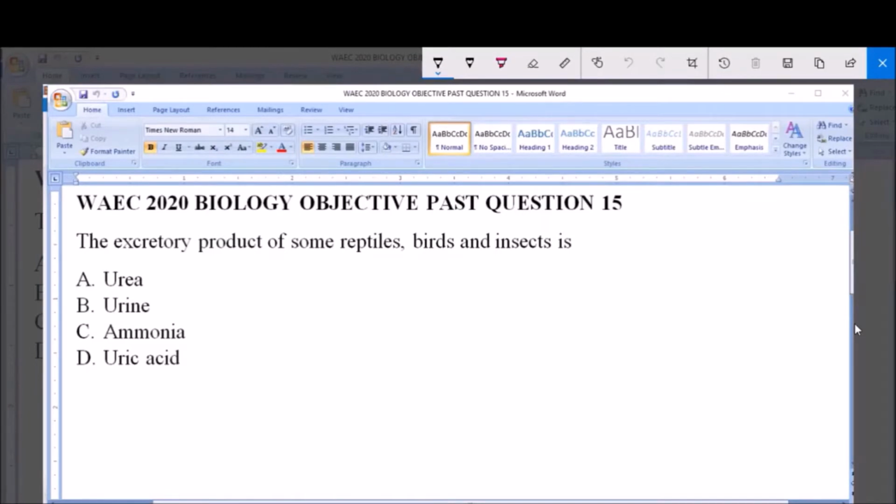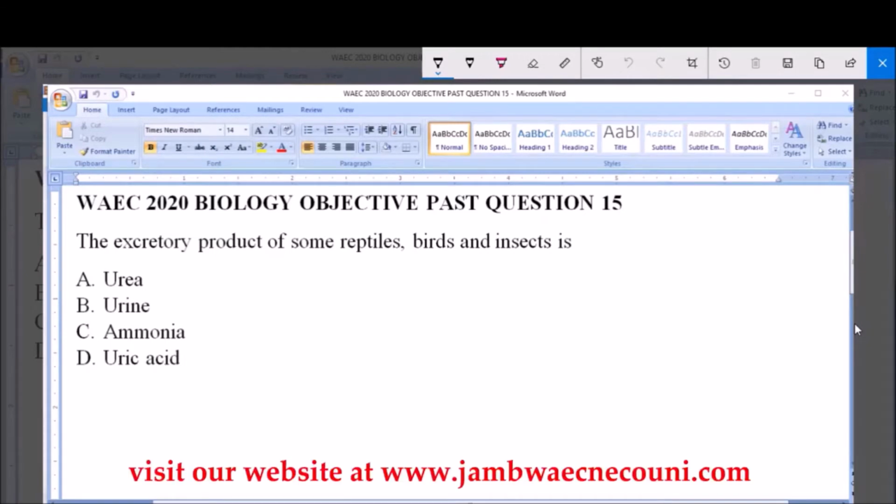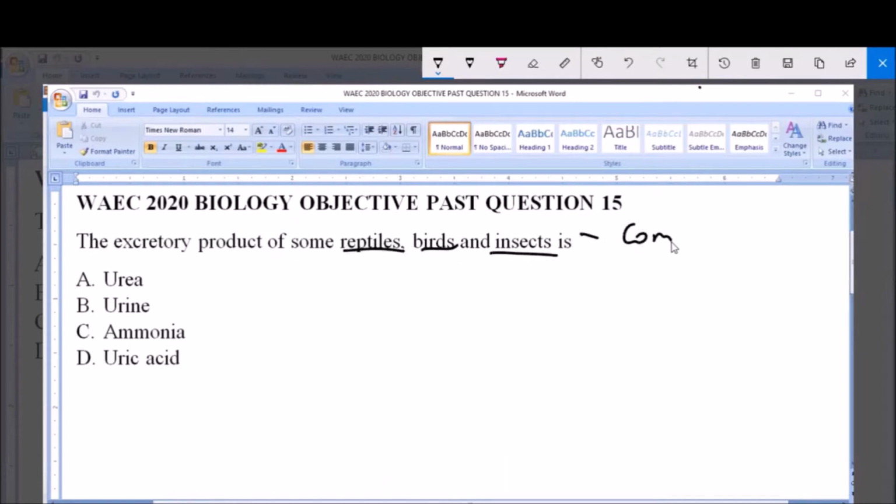The excretory product of some reptiles, birds, and insects is A. Urea, B. Urine, C. Ammonia, D. Uric acid. So, like this question may suggest, some reptiles, birds, and insects have a common excretory product.